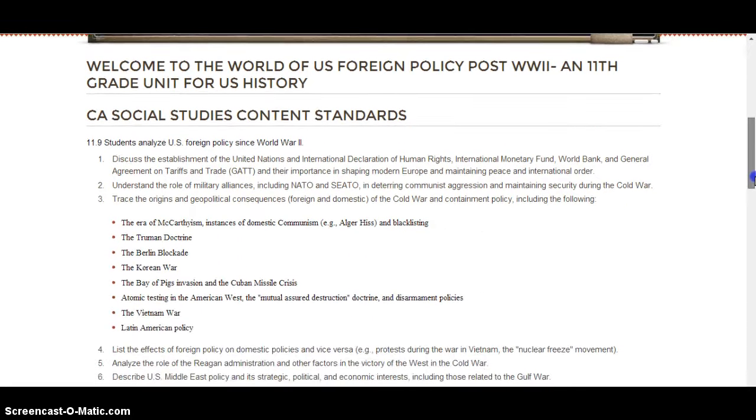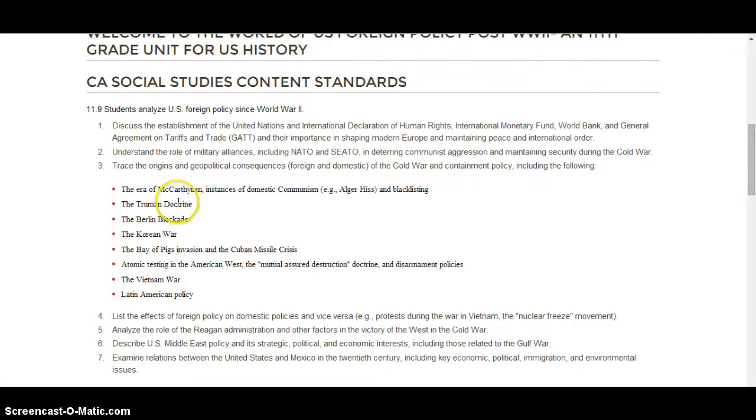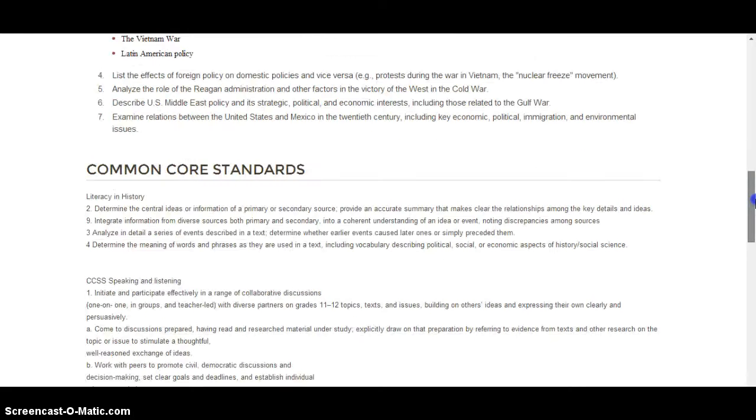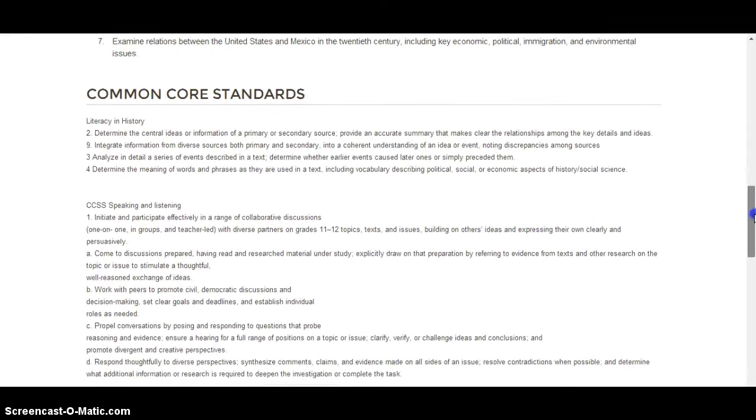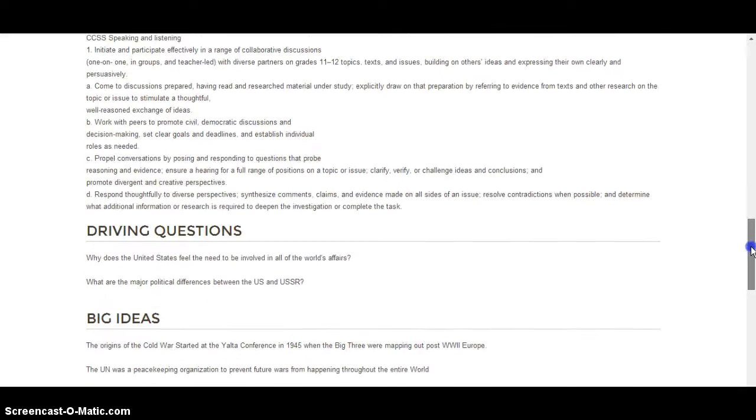So California Social Studies Content Standards, 11.9: students analyze U.S. foreign policy since World War II. So we're going to talk about things like Truman Doctrine, McCarthyism, Vietnam War, Korean War, Bay of Pigs, some United Nations, what else? Yalta Conference, stuff like that. Important things during post-World War II. And some Common Core standards in literacy and history, speaking and listening. We're going to do some stuff like that.